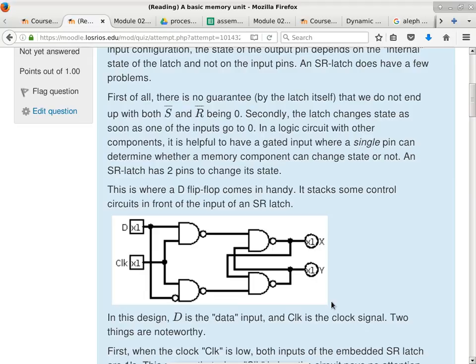And you can see from the input, the second one is called CLK, which is the abbreviation of clock. The first one is called D, which is data. Okay? So now we have a different circuit that is a little bit more useful to us.